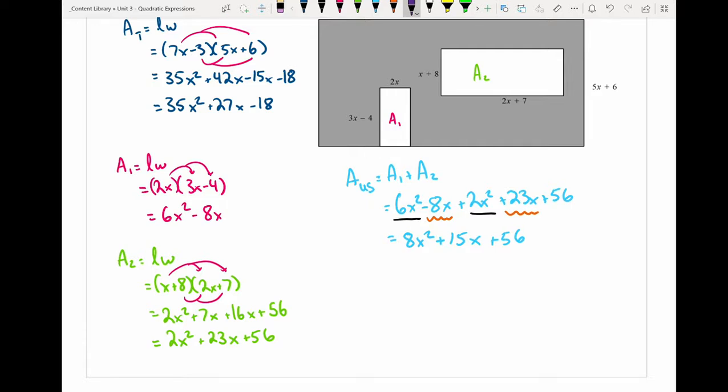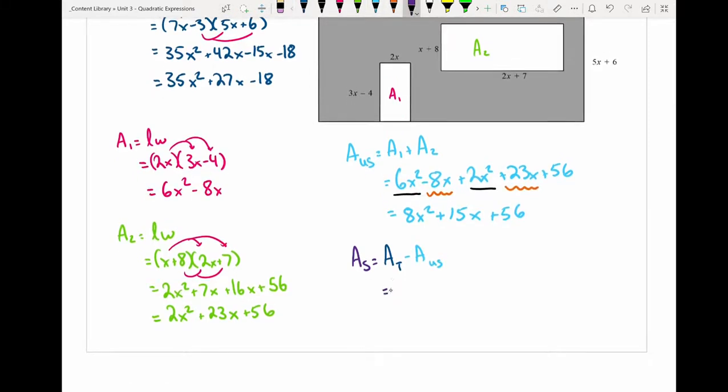So last but not least, I have everything I need to find the area of the shaded. It's going to be the total area minus the area of the unshaded part. So the area total was 35x squared plus 27x minus 18, which we had already figured out. And it's going to subtract, and when I'm subtracting, I'm going to use brackets. The unshaded, so 8x squared plus 15x plus 56.